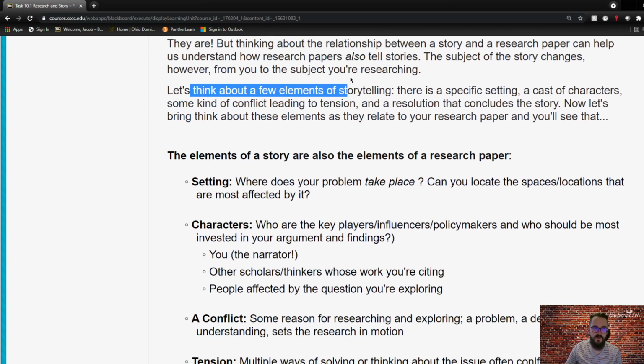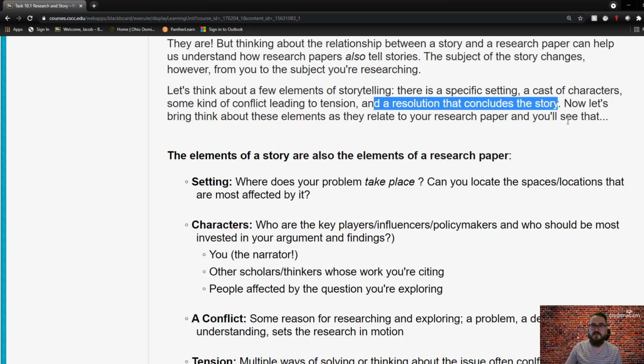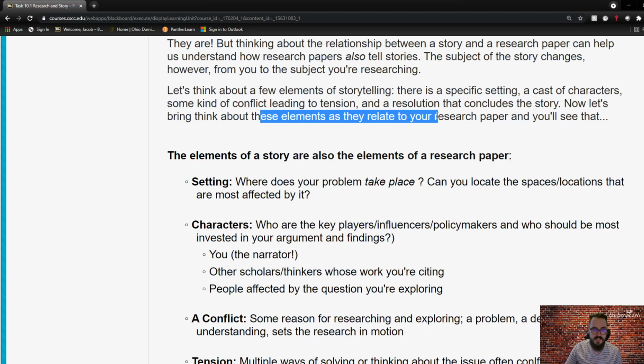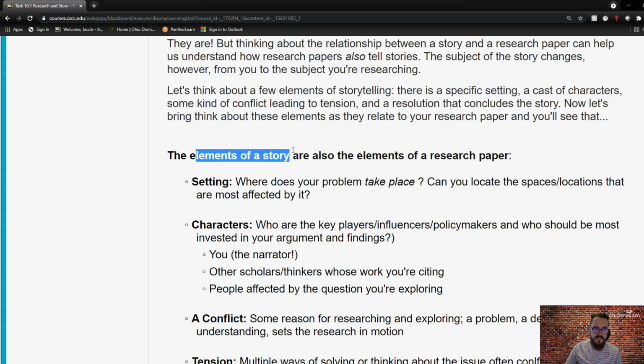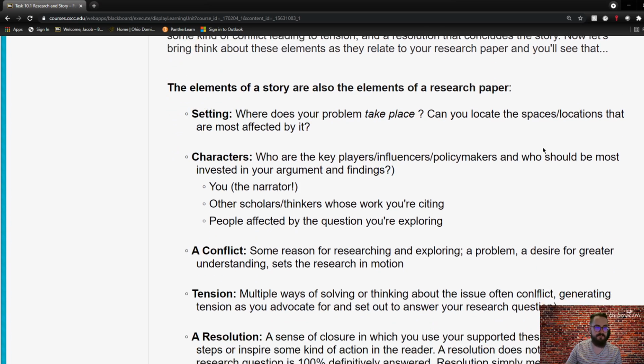Let's think about a few elements of storytelling. There's a specific setting, a cast of characters, some kind of conflict leading to tension, and a resolution that concludes the story. Now let's think about these elements as they relate to your research paper, and you'll see that the elements of a story are also the elements of a research paper.